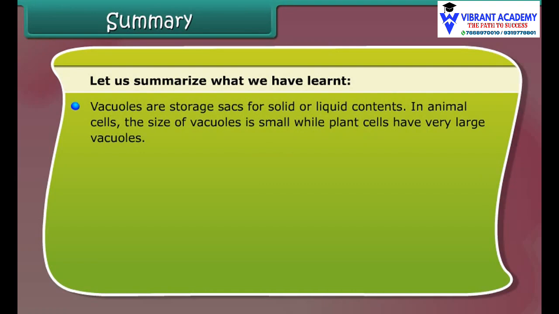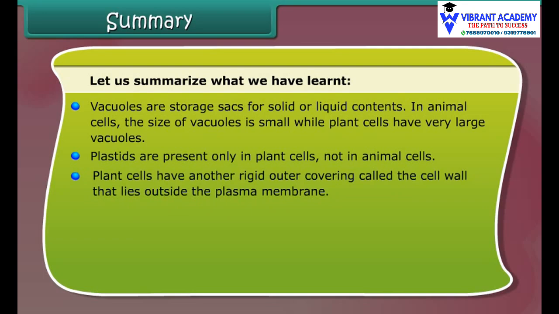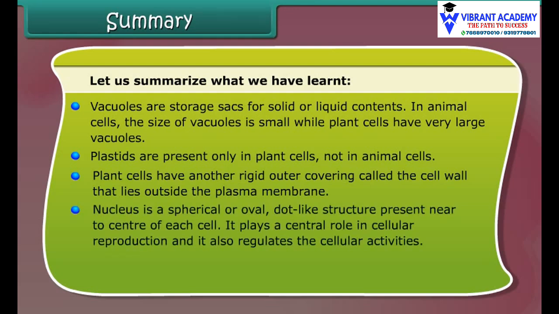Summary. Let us summarize what we have learned. In 1665, Robert Hooke discovered cell first. On the basis of presence of single or many cells, the organisms are of two types, unicellular and multicellular organisms. Each cell contains certain specific components within it, known as cell organelles that perform a special function.